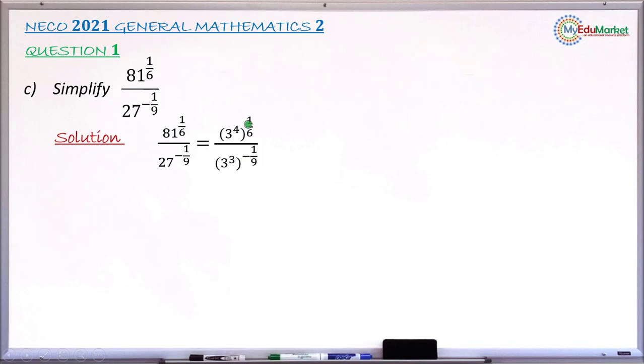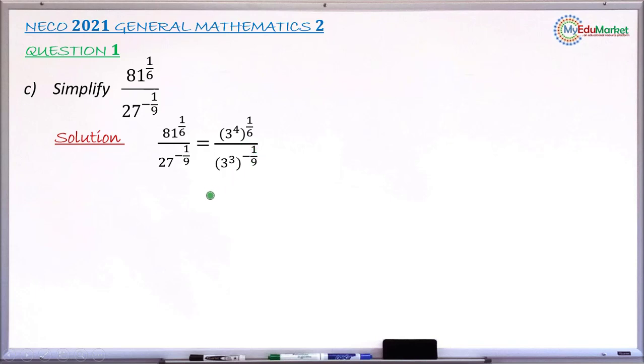Then copy those powers outside the bracket. So you have 3 raised to the power of 4 in the bracket, and the bracket raised to the power of 1 over 6. 3 raised to 3 in the bracket, and the bracket raised to the power of minus 1 over 9. So we continue. Next you now apply the law of indices: multiply this power 4 by the power outside, which is 1 over 6, and multiply this power 3 by the power outside, which is minus 1 over 9.